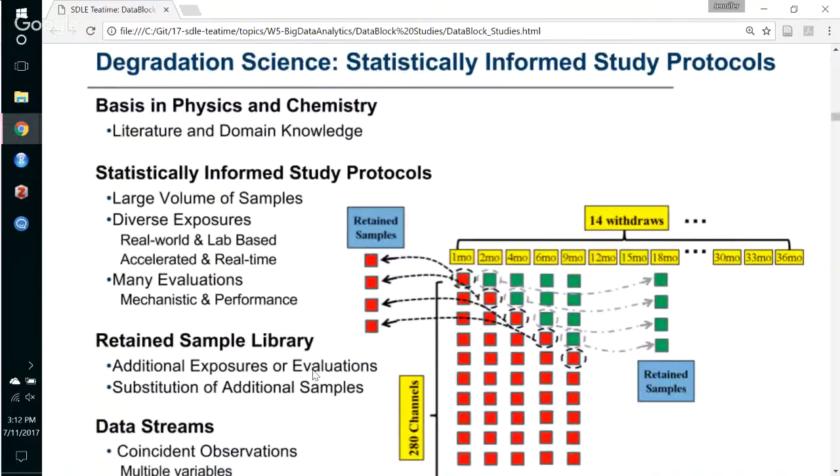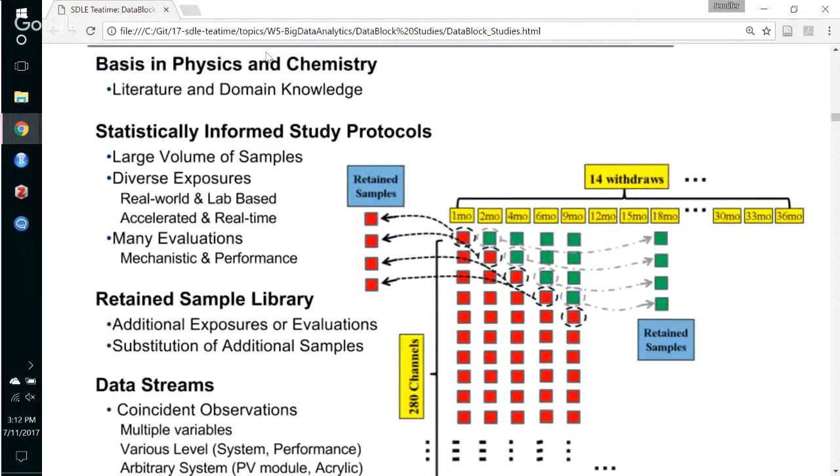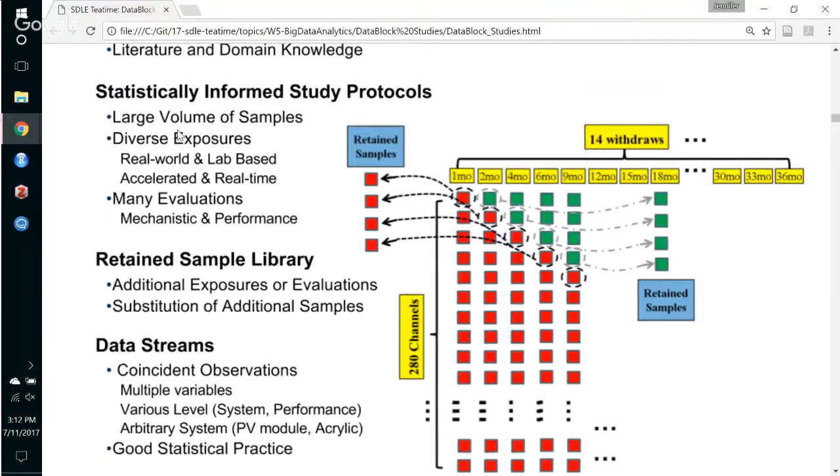So in addition to the statistical side of DataBlock studies, we also incorporate a basis in physics and chemistry to incorporate physical models into our study as well. We work with a large and diverse group of samples, diverse exposures, and we also retain samples. And so the idea here is that in addition to our mechanistic and performance-based evaluations, we can also do confirmatory measurements later on, or we can add samples back into our study at various points.